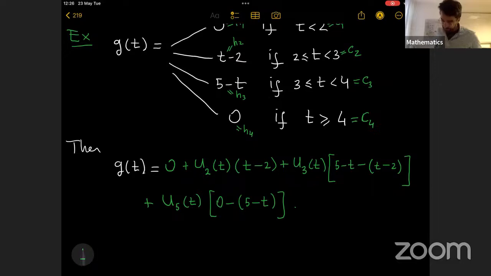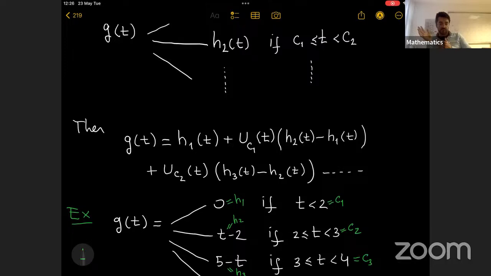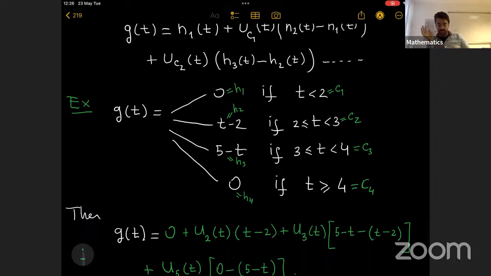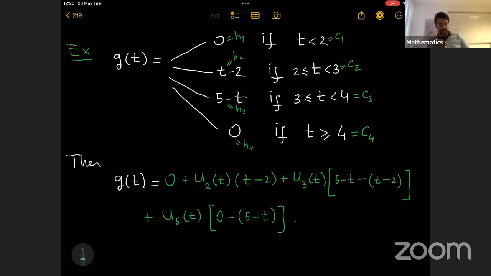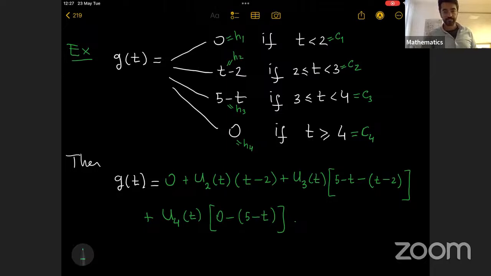Well, the question is, why do we do that? The reason is, remember, when you have an equation like this, on the right-hand side we have a discontinuous function. We will find the Laplace transform, and the Laplace transform of the step function is quite easy. After you write g like this, you can easily find its Laplace transform using the Laplace transform of the step function u_c(t). Did I miss something? Okay, this is u_4, sorry, not u_5. c4 is 4, there's no 5 here. It's a typo, this should be 4.